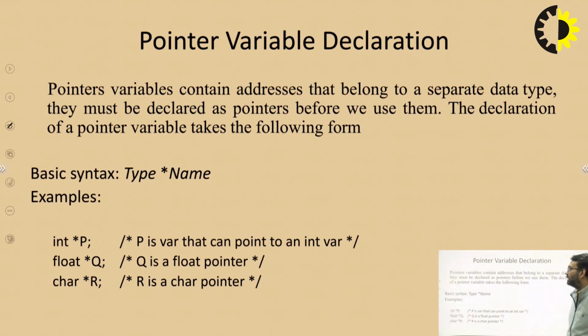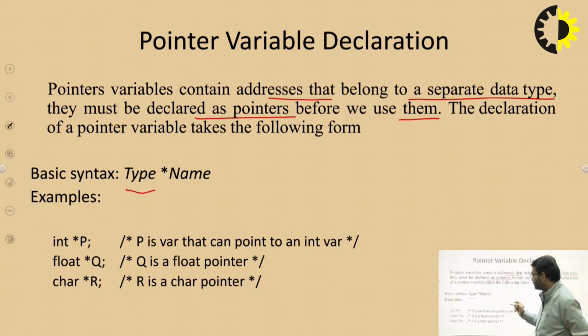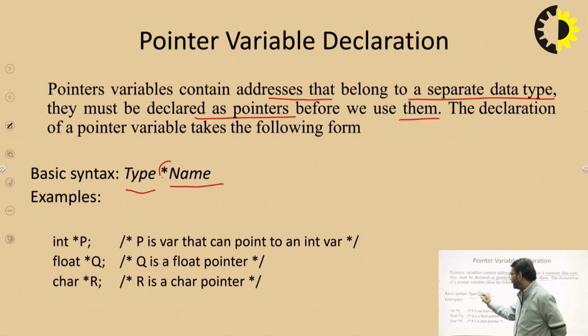Next is how to declare a pointer, because pointers are also variables that contain addresses belonging to a separate data type. So they must be declared as pointers before we use them. Everything in a C program, if we want to use it, first we have to declare, and after that we have to initialize. So first we have to declare the pointer. The declaration syntax will be the data type of the value at the address contained by the pointer, then the pointer symbol, and the name of the pointer.